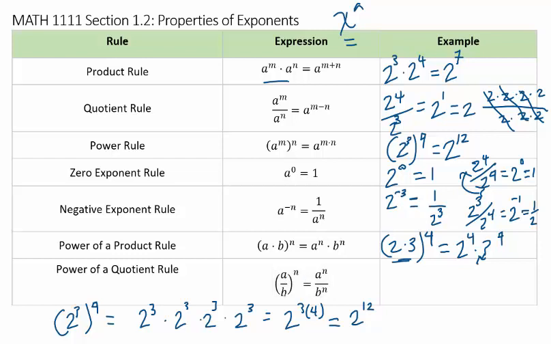And then the last one, the power of a quotient rule, says that if you raise a fraction to a power, you're going to raise both the numerator and denominator to that power. So 2/3 raised to the fourth, we raise 2 to the fourth, and 3 to the fourth, and then simplify. So 2 to the fourth is 16, 3 to the fourth is 81, and 16 over 81 is our answer.